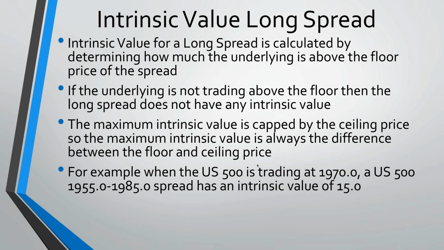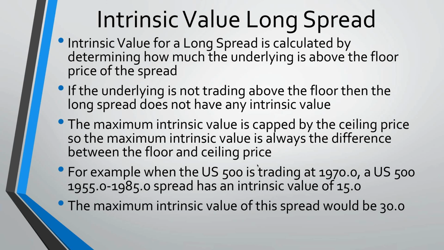For example, when the US 500 is trading at 1970, the 1955-1985 spread has an intrinsic value of 15. Why is it 15? Because the floor is 1955. The US 500 is trading at 1970, 15 points above 1955. The maximum intrinsic value of that spread also would be $30, because how do you get that? You subtract the floor from the ceiling. 1985 minus 1955 is $30.